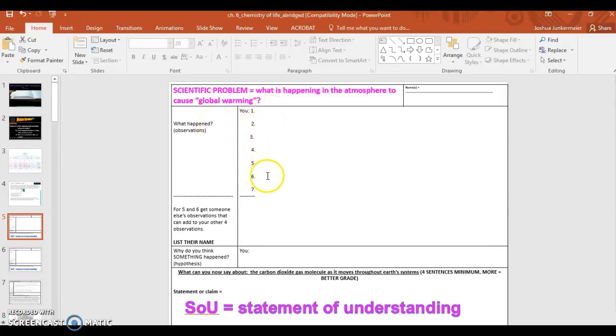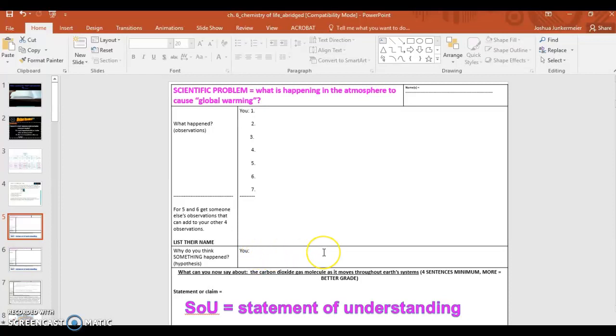In this situation, since we're doing it for the first time, we'll work together as a team. Together as a class, we'll collect 7 observations. We may share some observations between each other. That's a big part of this activity, allowing us to share information. We'll use this information to create a hypothesis.